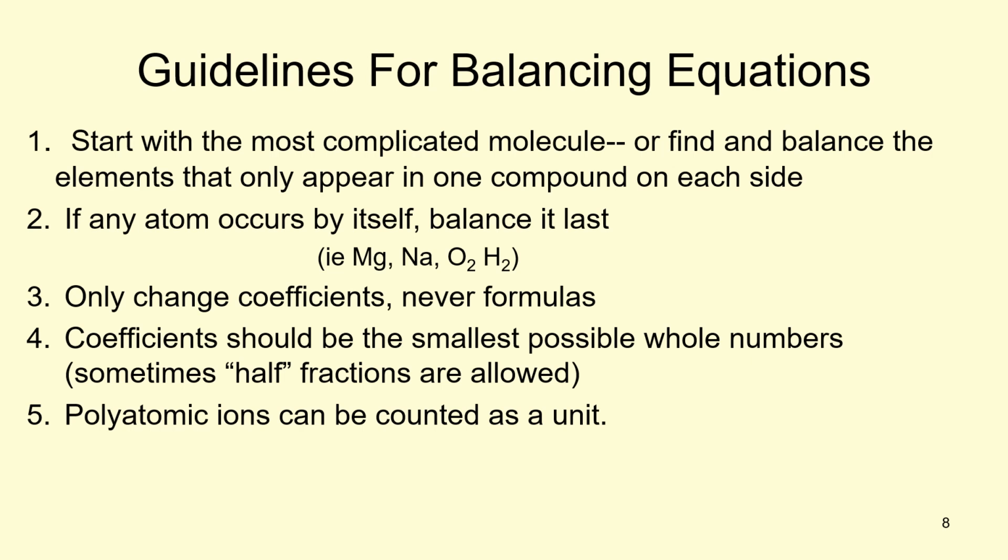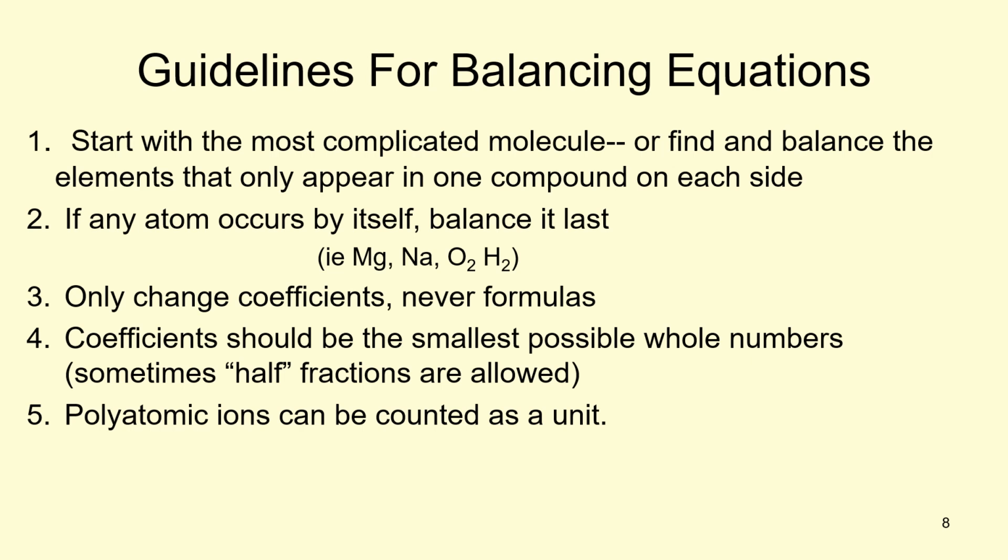So first, start with the most complicated molecule. If you've got something real complicated, start to balance that. Or just another way of thinking about it, find and balance the elements that only appear in one compound on each side. So if you've got an element in more than one compound, like we looked at that CO2 plus H2O, they both had oxygen, sometimes that's better to leave till the end, because if you start fixing it to match with one thing, it'll mess up something else. So it's good to wait if something appears in more than one compound on any one side.